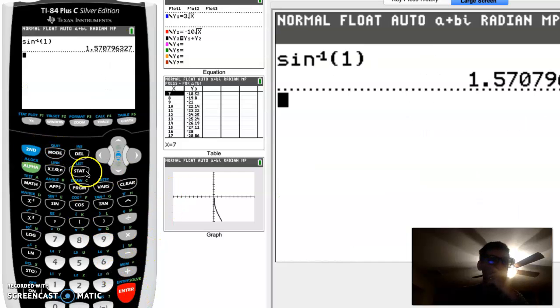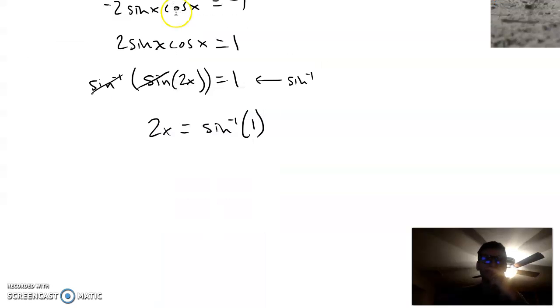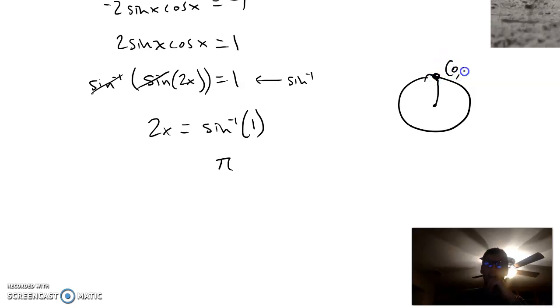Bam. Oh my gosh, what am I talking about? Of course it's pi over 2. I didn't even stop and think. Too reliant on technology. I mean, yeah. What angle has a sine value of 1? Well, 90 degrees, right? Pi over 2 on my unit circle. Bada bing, bada boom. Oh, man.